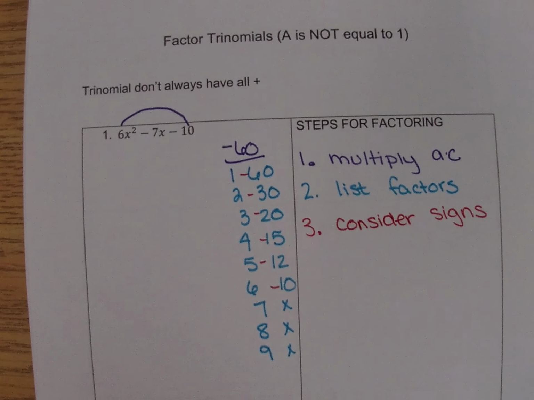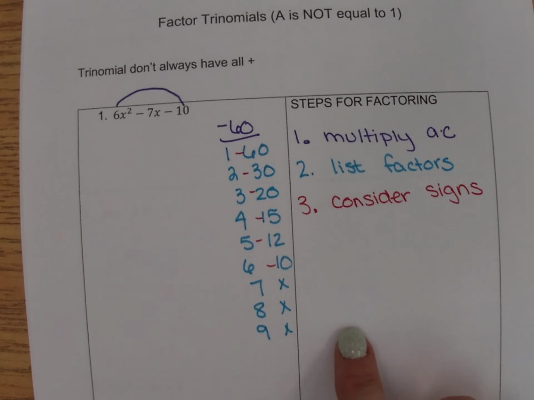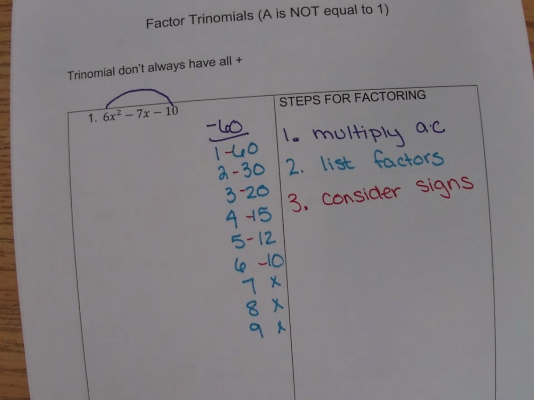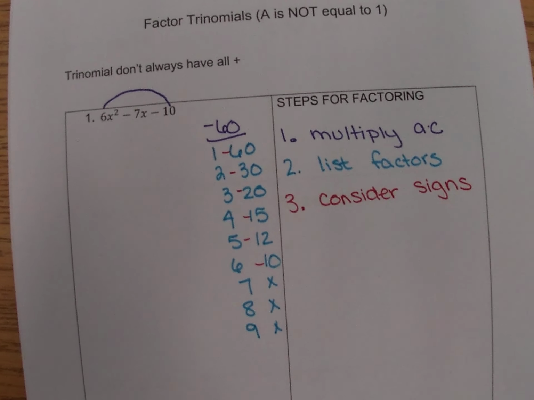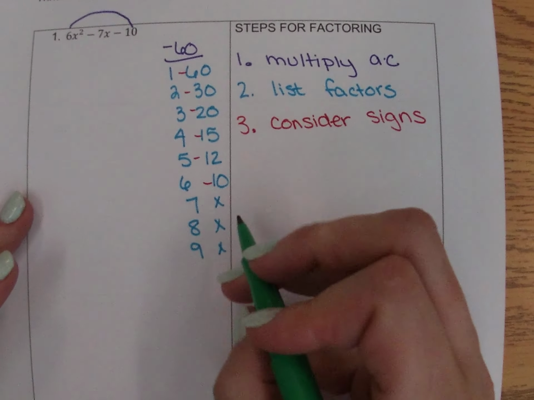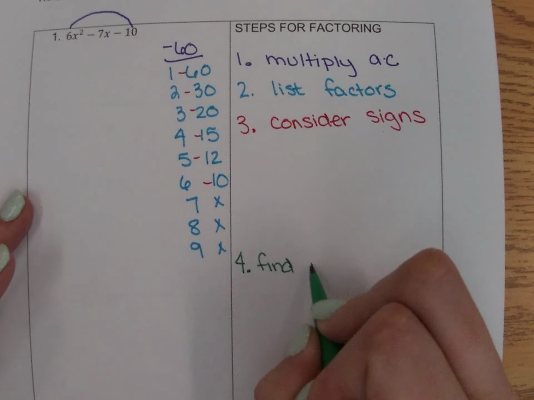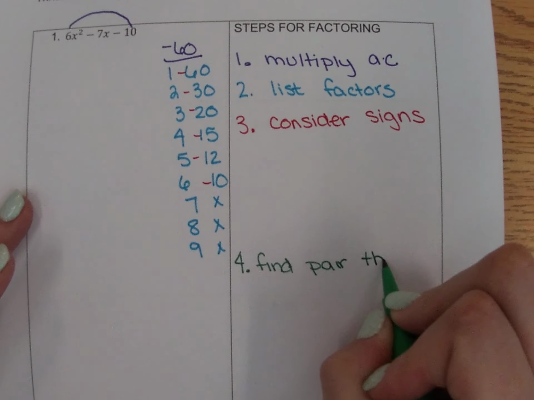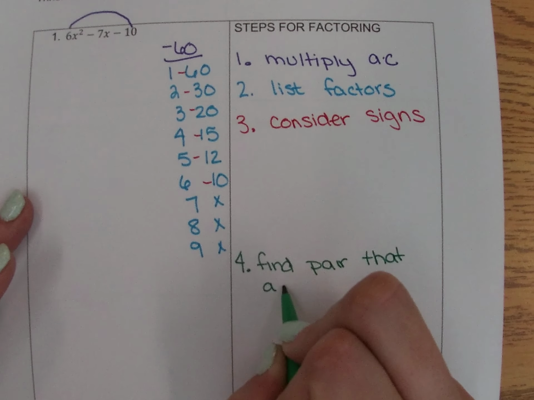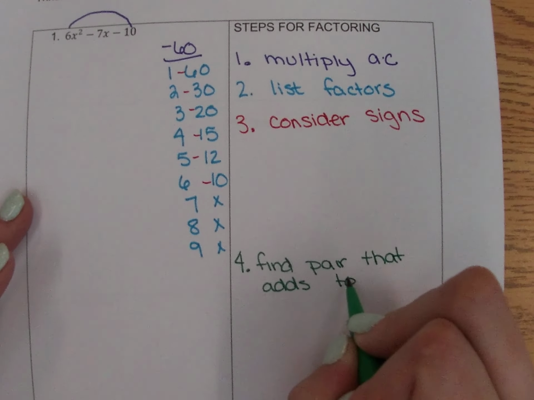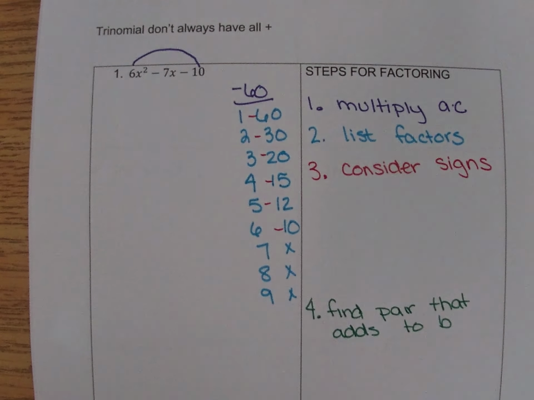Now I'm going to leave some space over here because I'm going to give you a little cheat in a minute to help you think this through. So leave yourself a good chunk of space on this right-hand side. Now I'm going to go through and find the pair that adds to b, just like we did before. Then we'll rewrite and factor by grouping.